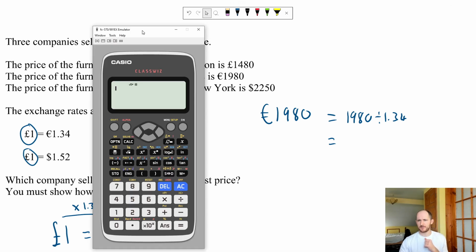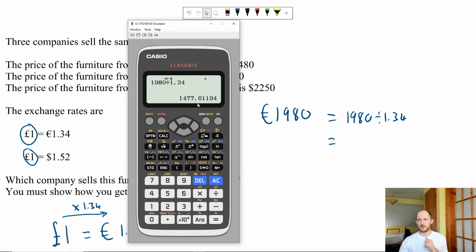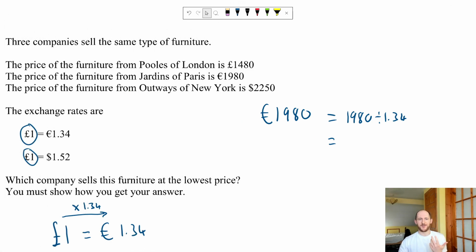So 1980 divided by 1.34 will give me an ugly number, 1477. And again, we're rounding it to 2 decimal places because you've never seen a price tag that has 0.61194 on it. So we always round it to the nearest penny. 1477.61, like so. So at the moment, that is actually cheaper than London. So this one is looking pretty good.